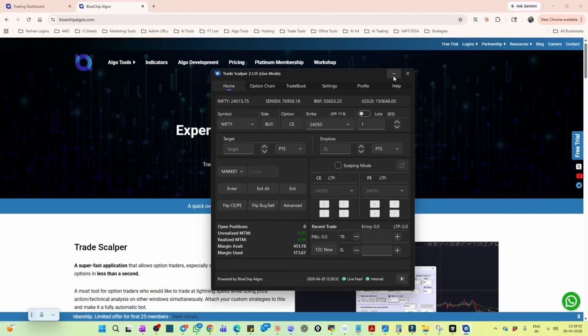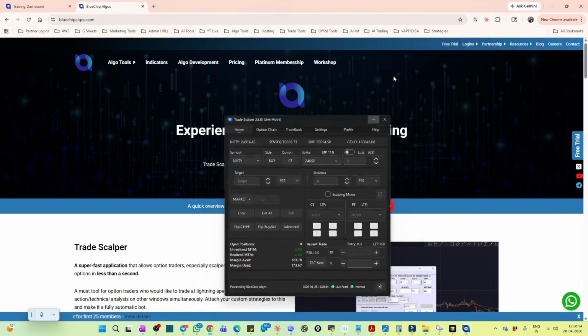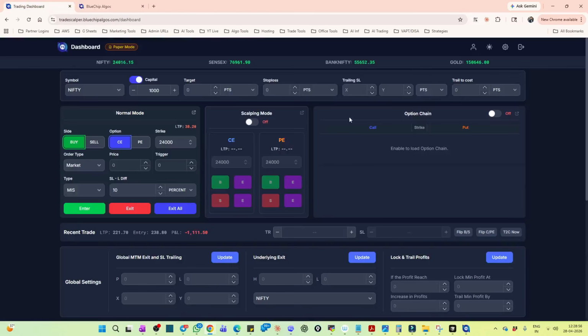But one thing that people continuously ask us is to make it into a web version. So here we are. Now we have the web version. We will talk about this version in detail.